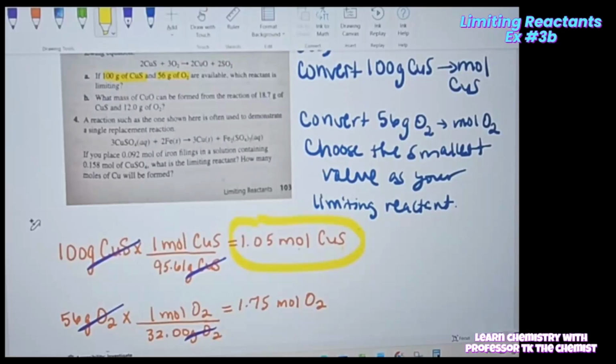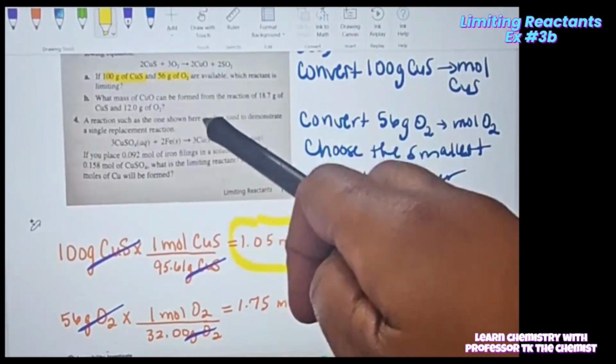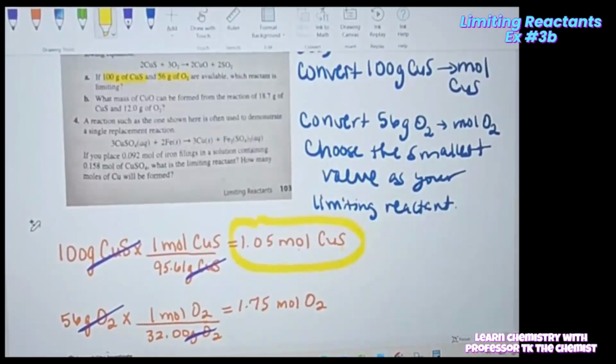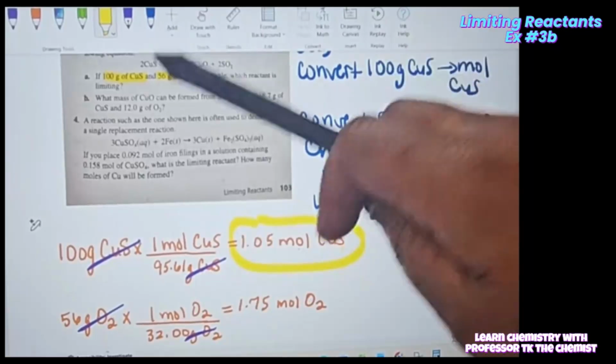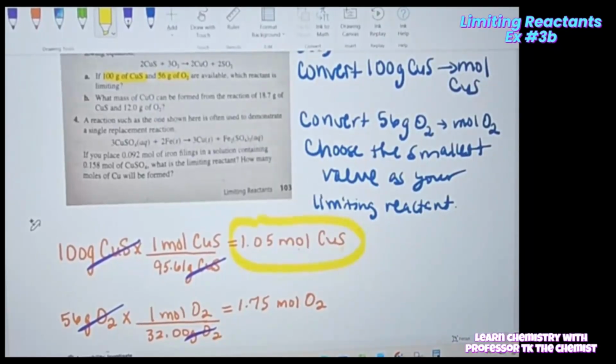Now, for part 3B that we did not do, it says, what mass of copper 2 oxide can be formed from the reaction of 18.7 grams of copper 2 sulfide and 12.0 grams of oxygen?